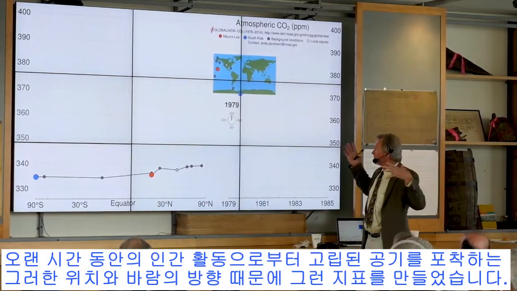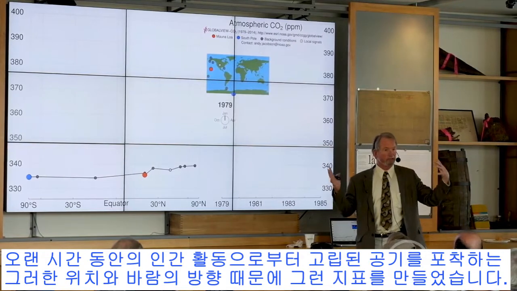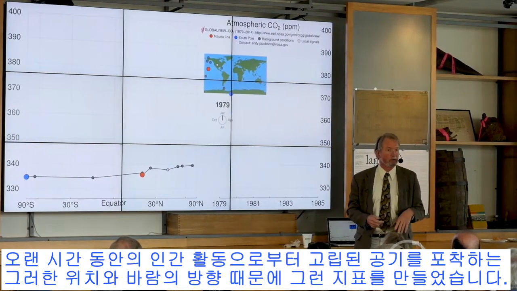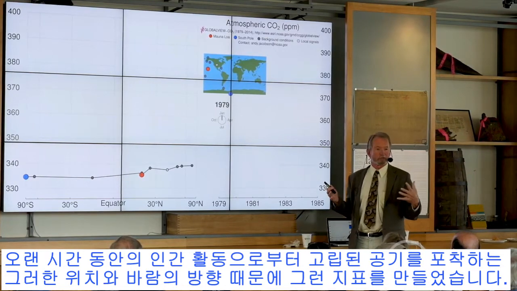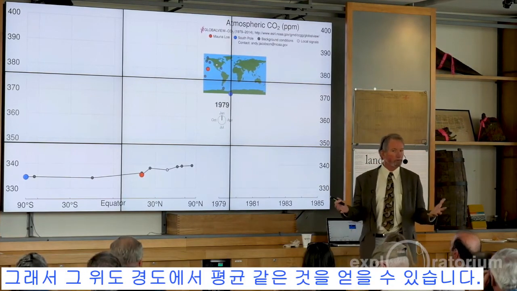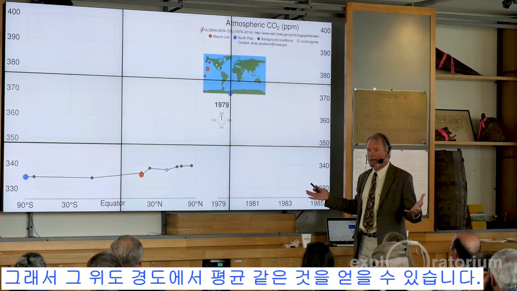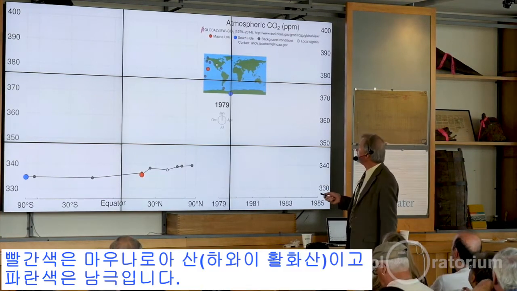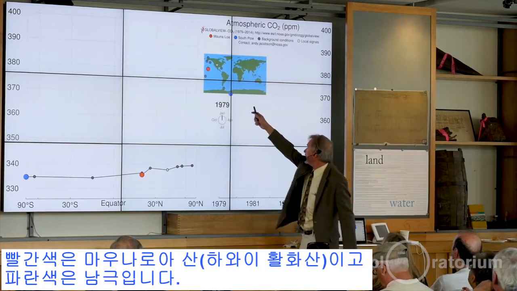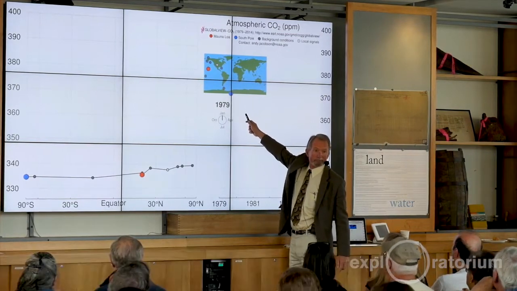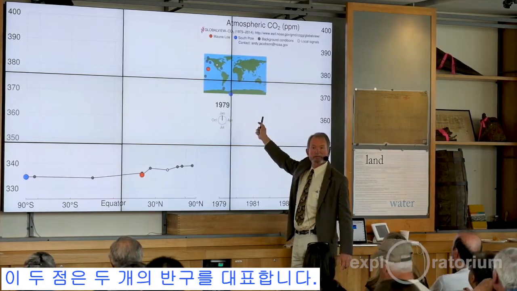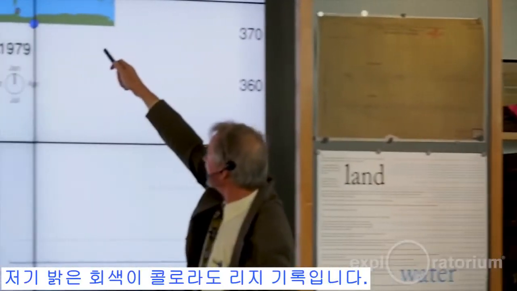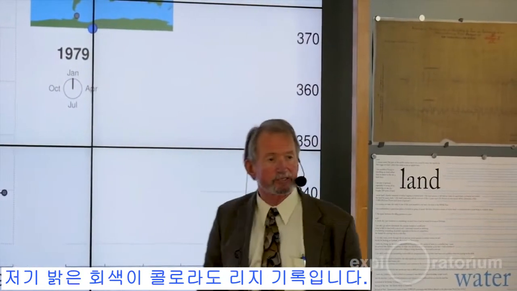Those sites, because of their location and the wind direction, capture air that has been across the ocean for a long time or isolated from human activity, so that you're getting something that represents a sort of an average for that latitude, longitude, etc. The red one is Mauna Loa, and the blue one is South Pole. These are representative of the 2 hemispheres. And then that light gray one is Niwot Ridge, Colorado.